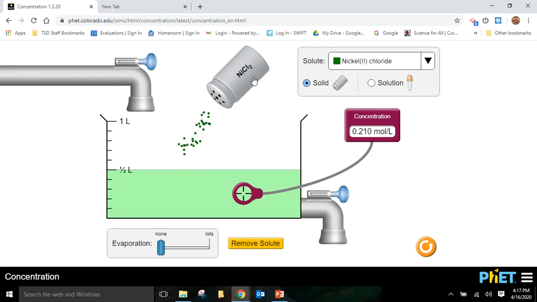Shake a little bit more, and it gets more and more concentrated. Now, the cool thing is, as I do that, I can get some nice clean numbers. Let's go for 0.620. That'll work right there. One thing I can notice with this is I can also add solvent.